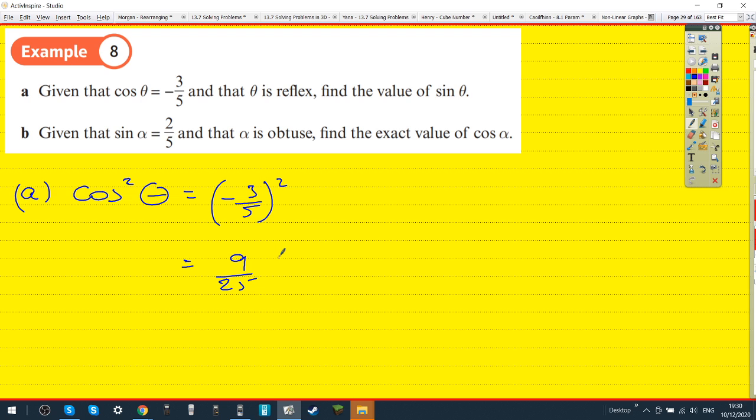And then do we make sine the subject? Well, cos squared theta equals 9 over 25. We have to get what sine is equal to. So how could we bring sine in somehow?